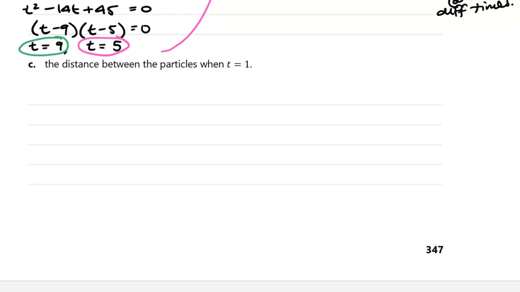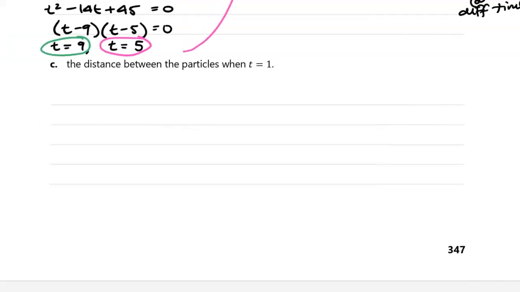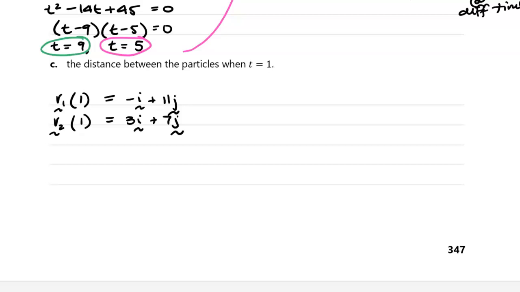Now, let's look at the last question. It says the distance between the particles when t equals 1. So we're using a common value of the parameter there. So we're going to go back to having R1, and we're substituting in t equals 1. And substituting that, we get negative i plus 11j. Double check my algebra there. R2, when t is 1, we're going to have 3i plus 7j. So, to find the distance, we take one vector away from the other. Doesn't matter which, because all we care about is the magnitude of that vector, not its direction.